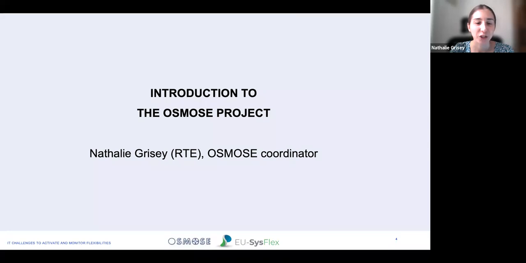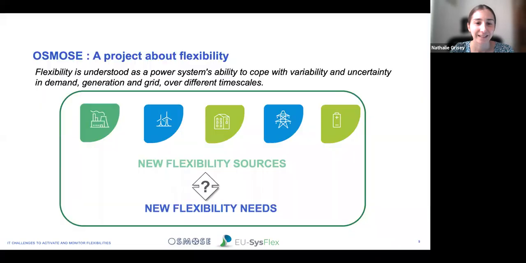All right, so I will start with an introduction to the OSMOSE project. OSMOSE is a project about flexibility. There are many possible definitions of what flexibility is. Our definition in the project is the following: it's the power system's ability to cope with variability and uncertainty in demand, generation, and grid over different timescales. It means we consider that flexibility is not only a short-term issue, because there can be some relations between the short-term and the long-term issues.